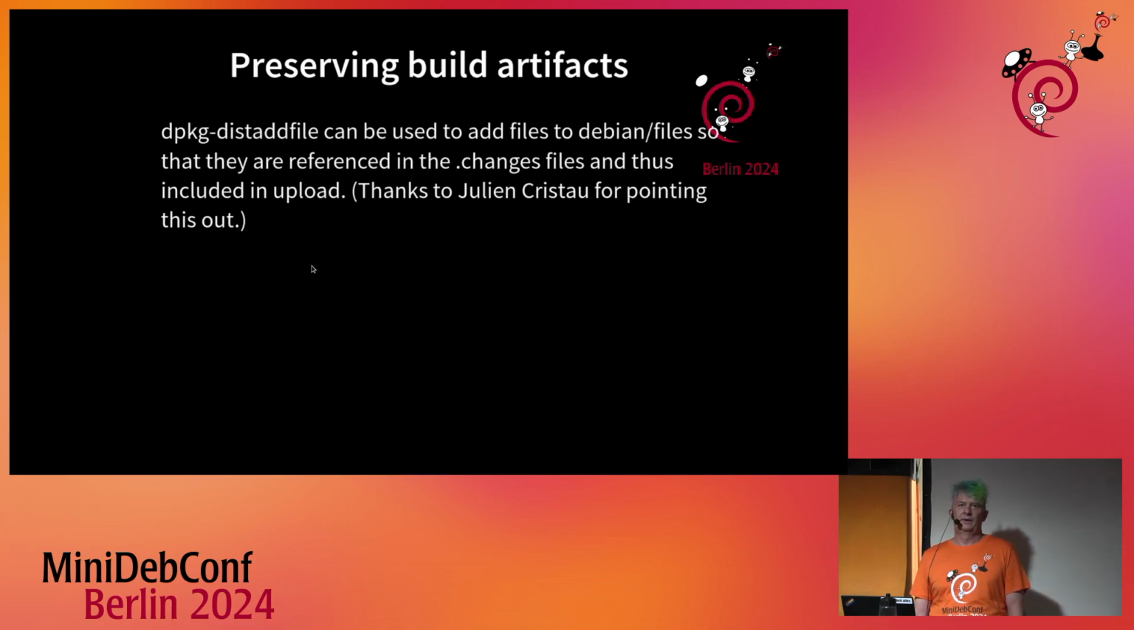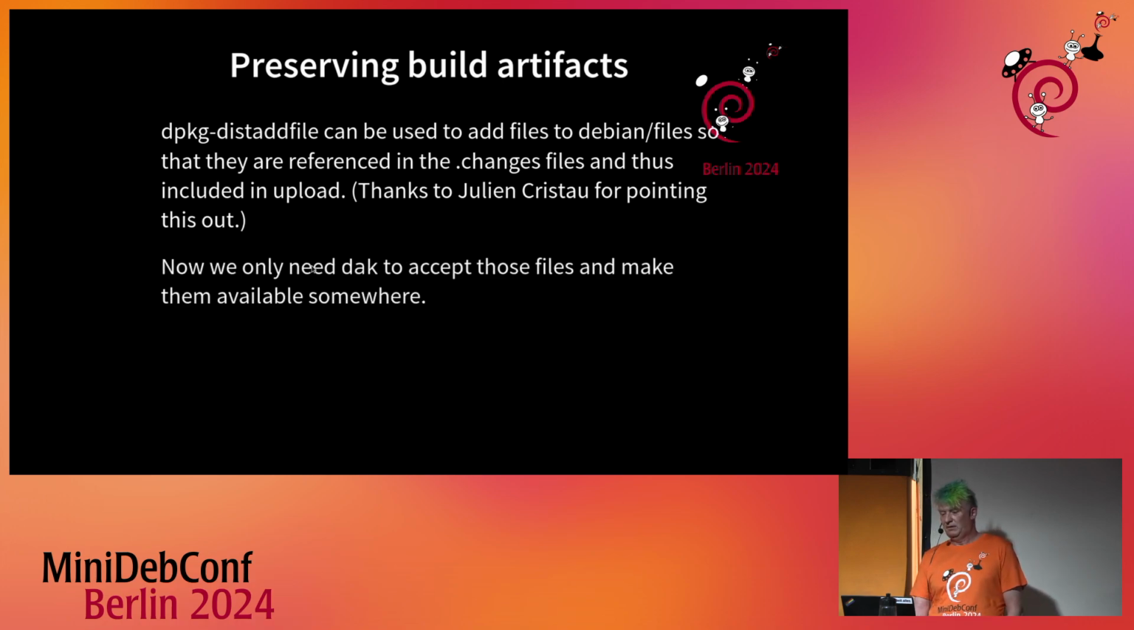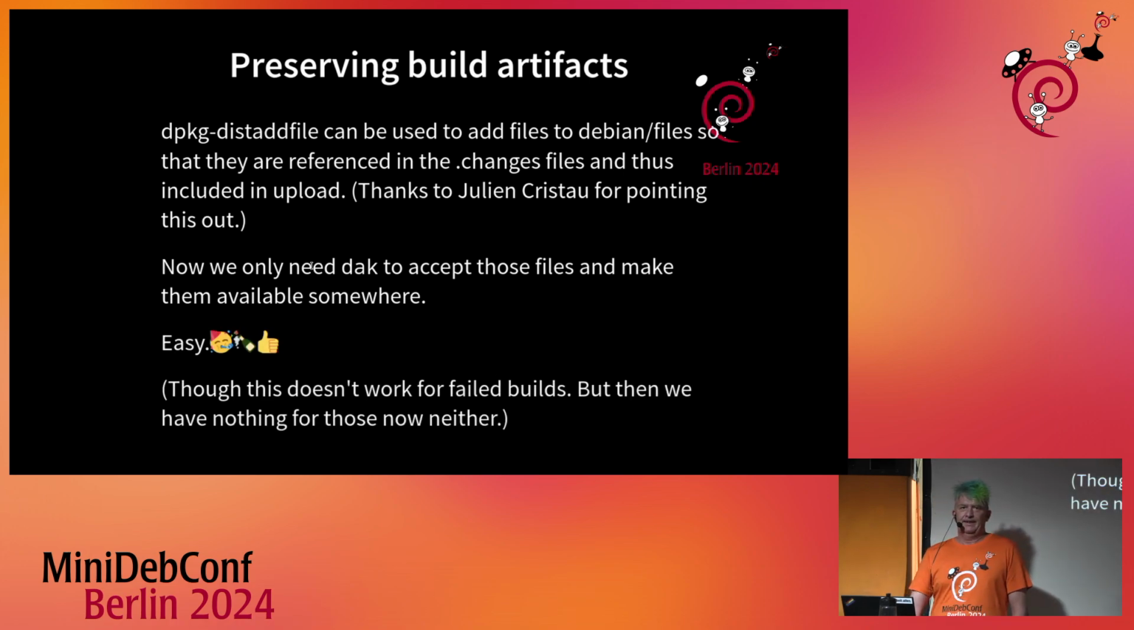And then I spoke 2 days ago with some people, and Julian Klode suggested to use dpkg-distaddfile, which can be used to add files to debian/files, which then get picked up by dpkg and are put in the changes file. And then we just need dak to accept those files and make them available somewhere. Easy, done. Yeah, this doesn't work for failed builds, which is also in the proposal from Doko, but that would be some new feature anyway, so failed builds maybe not that important, maybe it is, I'm not fully sure.